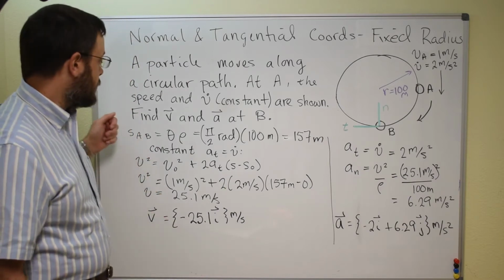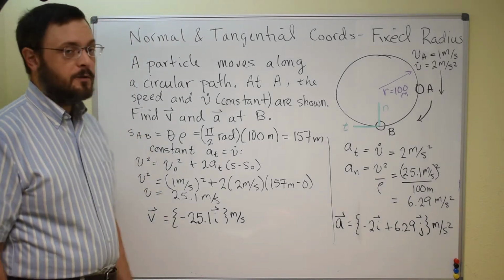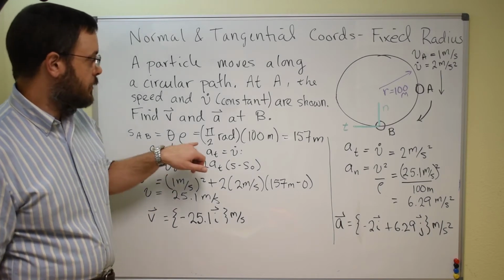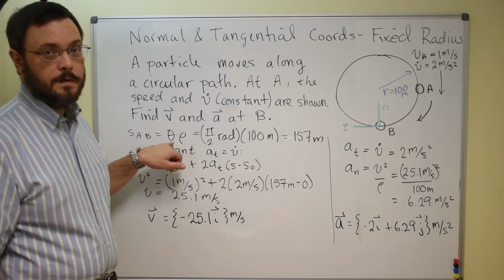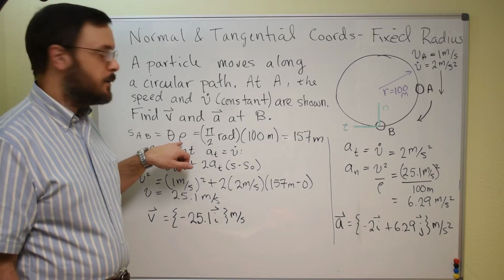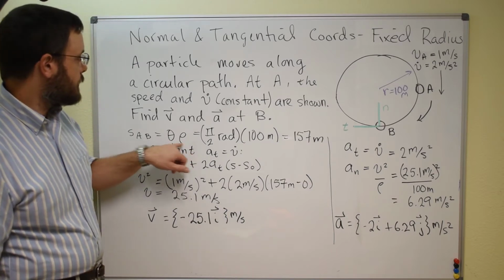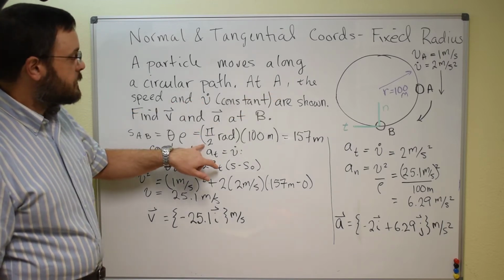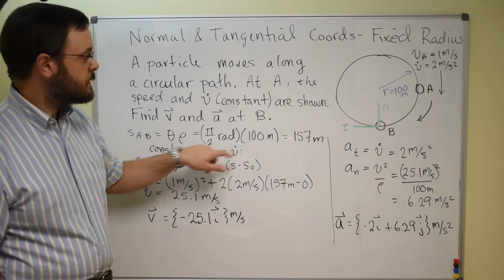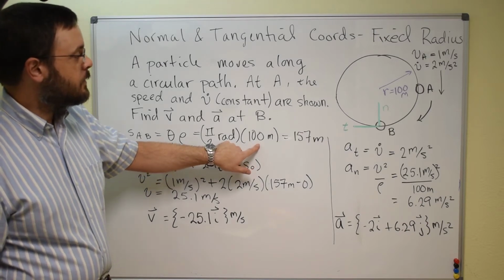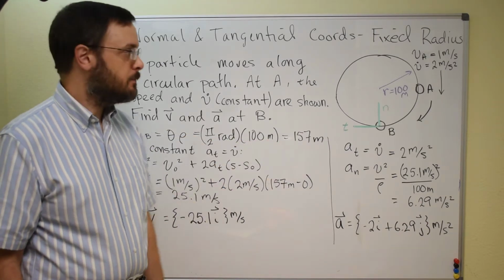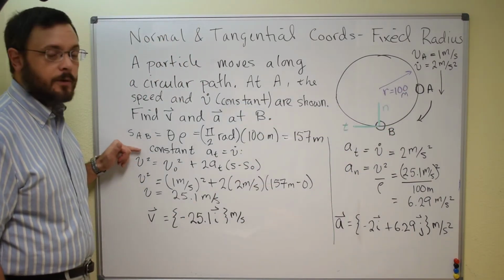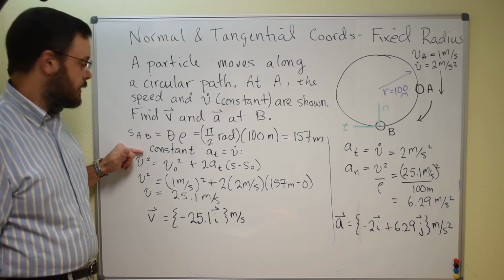So let's take a look at the velocity. First we need to find how the velocity has changed. So we need to figure out how far that particle has moved. Arc length is the angle in radians times the radius of the circle, so theta times rho, or in this case theta times r. So it's moved pi over 2 radians times the 100 meters, which gives us 157 meters from point A to point B. Because we have a constant acceleration, we can go ahead and use the integrated equations.